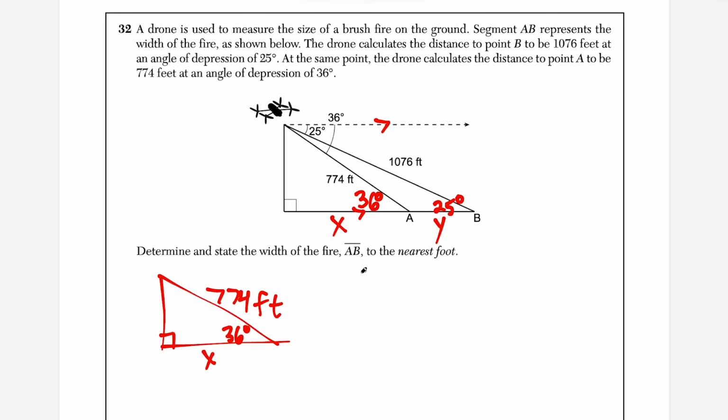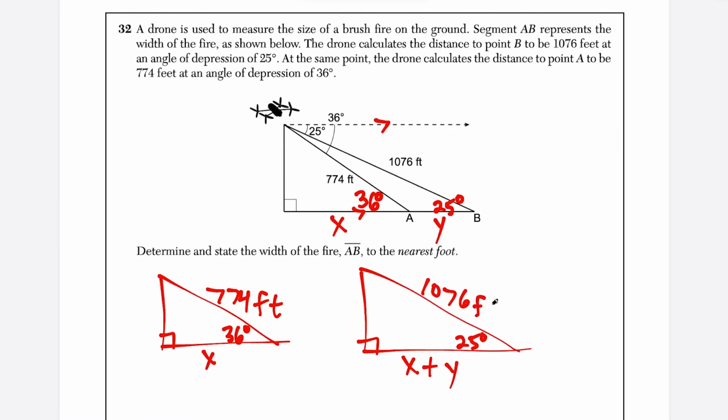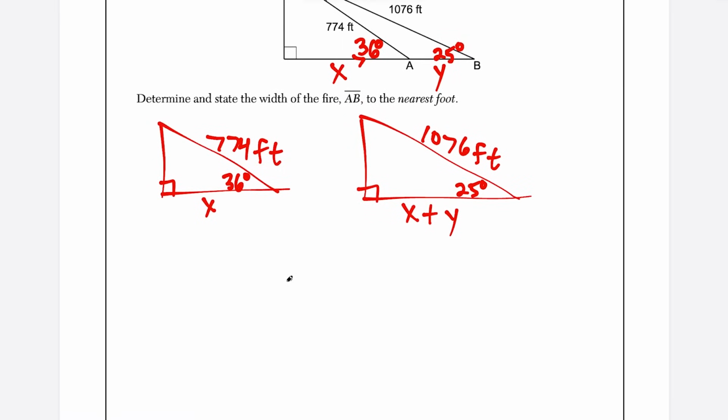And then the big right triangle, the bottom space is going to be X plus Y. So going from here to here is X plus Y. This angle is 25 degrees, and this hypotenuse is 1,076 feet. So from here, we're going to find the length of AB, and that's going to be the variable Y. So I'm going to set up 2 trig equations now.